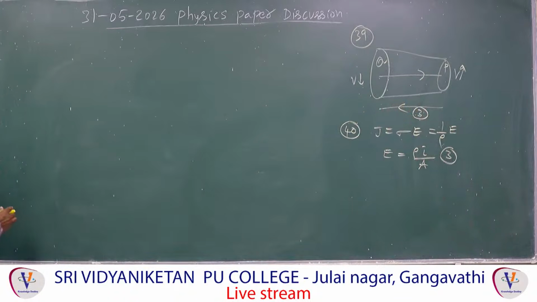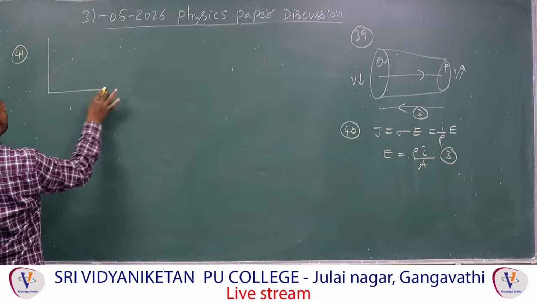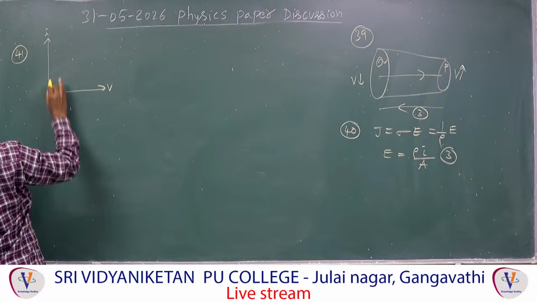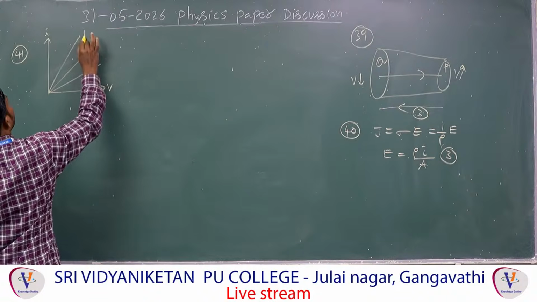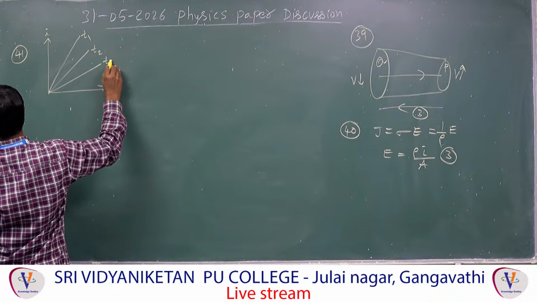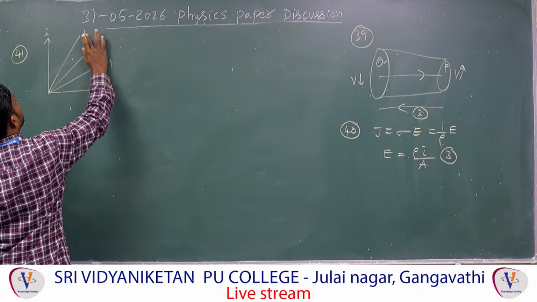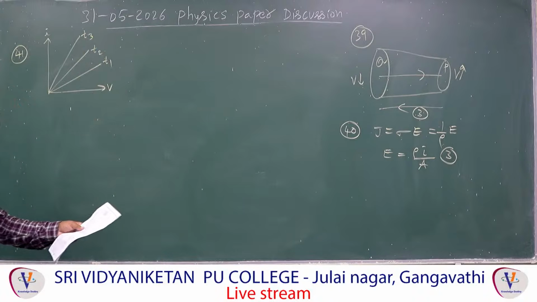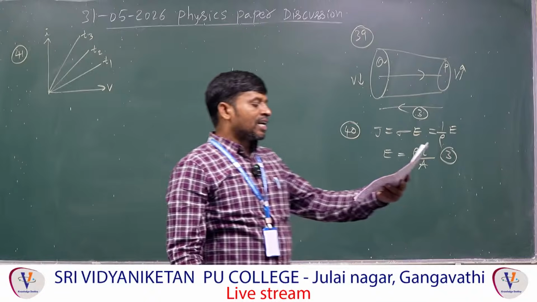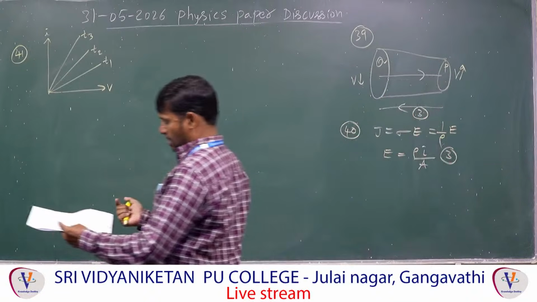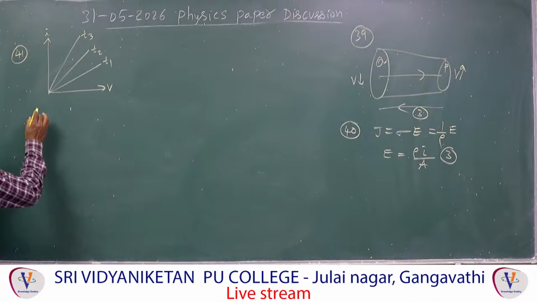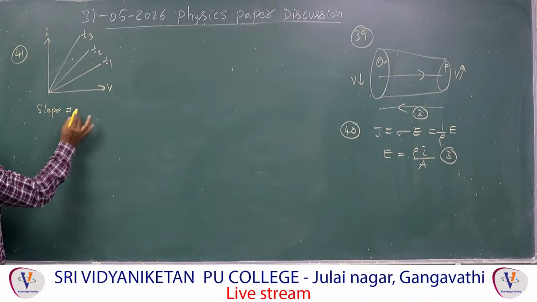Now 41. An I-V graph is there, with voltage on one axis and current on the other, showing three straight lines for temperatures T1, T2 and T3. Which one has the highest temperature? Now, slope means tan theta.